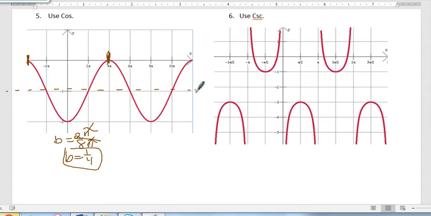I do see a new middle line happening here. So our A value is the distance between the middle line and the top and the bottom. So we have an A value of 1. Normally cosine would start on the y-axis. I do see a phase shift.